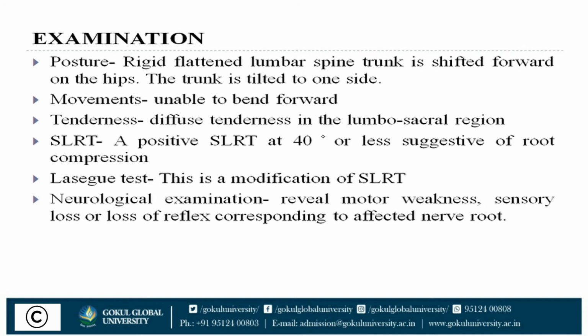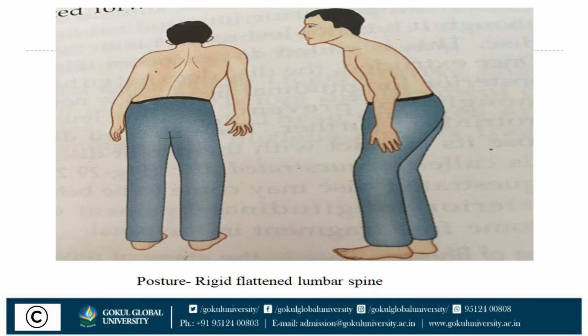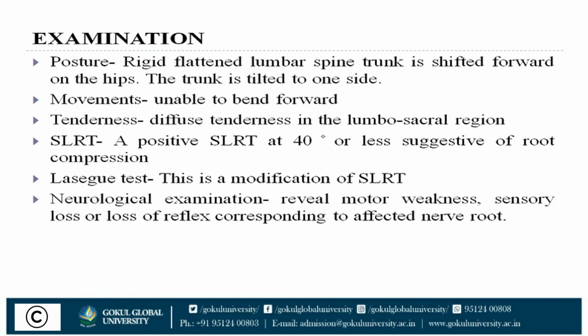Now, examination. Posture: rigid, flattened lumbar spine, trunk shifted forward on the hip. The trunk is tilted to one side, like this type of posture. Movements: unable to bend forward. Tenderness: diffuse tenderness in the lumbosacral region. SLRT: a positive SLRT at 40° or less is suggestive of root compression. Lasègue's test is a modification of SLRT. Neurological examination reveals motor weakness, sensory loss, or loss of reflex corresponding to the affected nerve root.